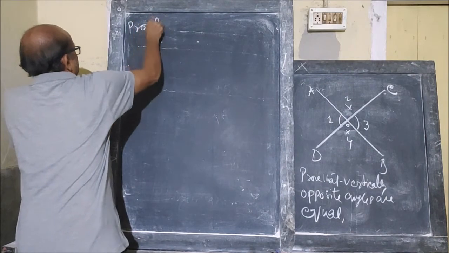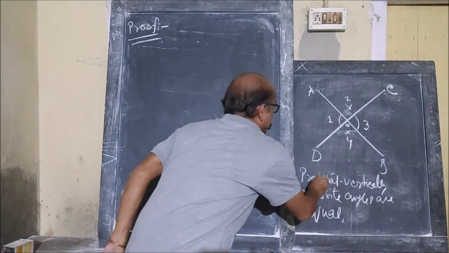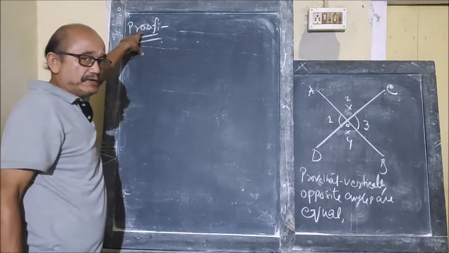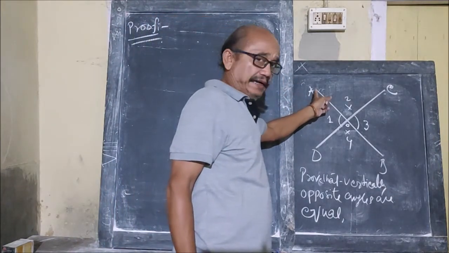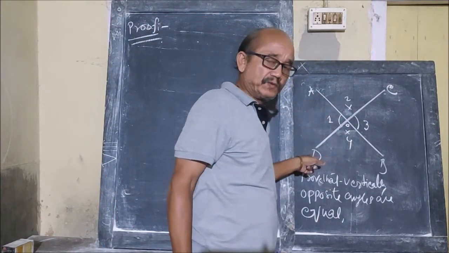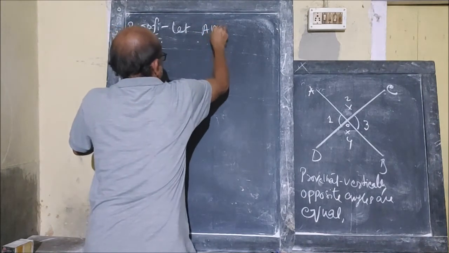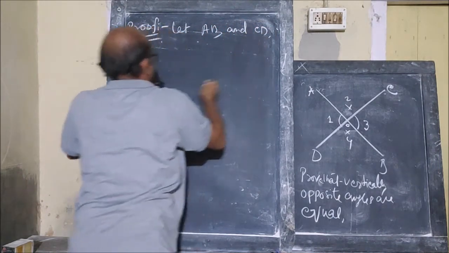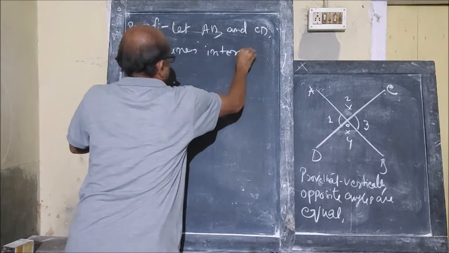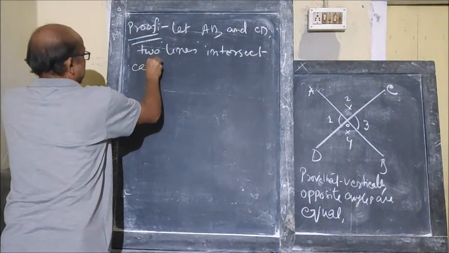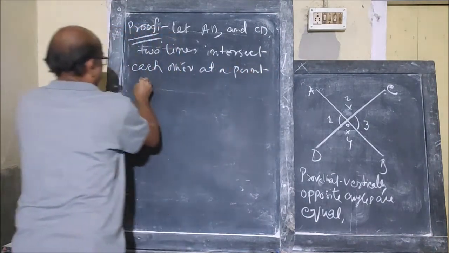Proof. Proof is the noun form. Prove is the verb form. Now we have to write, suppose, let AB and CD two lines intersect each other at a point O.